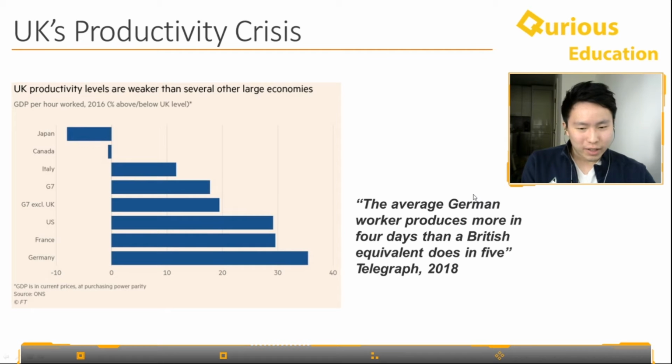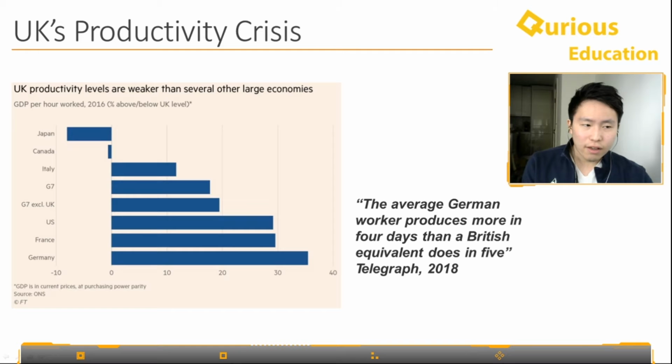Before we get into the nitty-gritty, I guess we've got just a quick example here, and we want to understand why this is important to us, right? For the UK, our productivity level is actually quite weak, and of course that isn't good for us, because if we are not as productive as other countries, that means we aren't as competitive, and it also means that the cost of producing these goods and services for us would be higher.